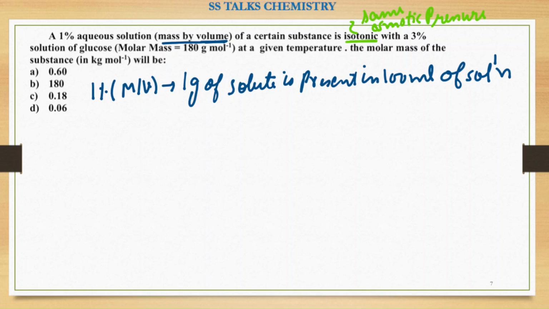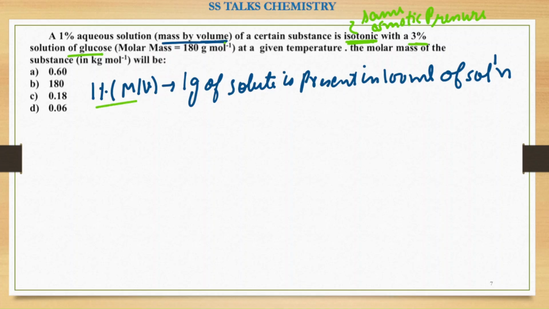So this is a solution of a certain substance. It is isotonic, meaning it has the same osmotic pressure as a 3% solution of glucose. The 3% is again mass by volume. The other solution is a 3% solution of glucose, which means 3 grams of glucose is taken in 100 ml of the solution. What is the molar mass of the substance?